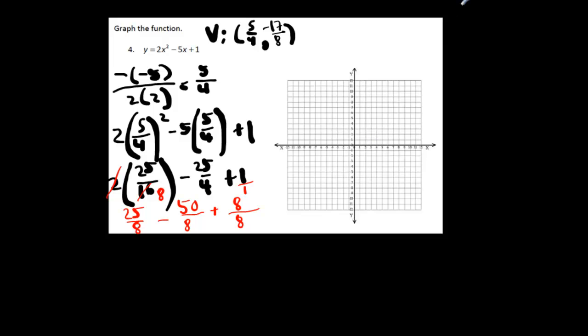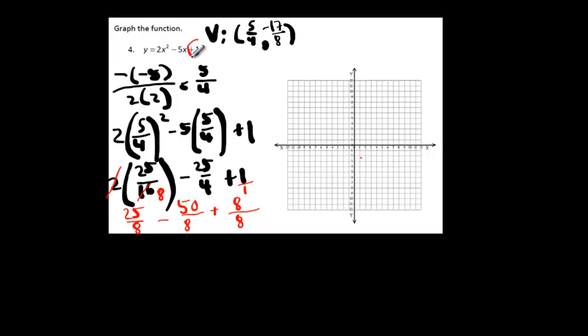So let's plot that. 5/4 is 1 1/4. And I'm going to go down negative 2 1/8. So it's going to be right around there. It's such a small graph. So negative 1 1/4, comma, negative 2 1/8. So there's my vertex.